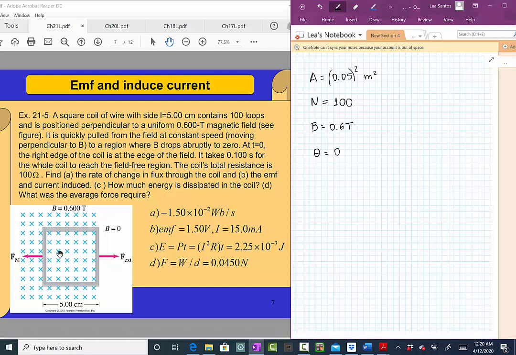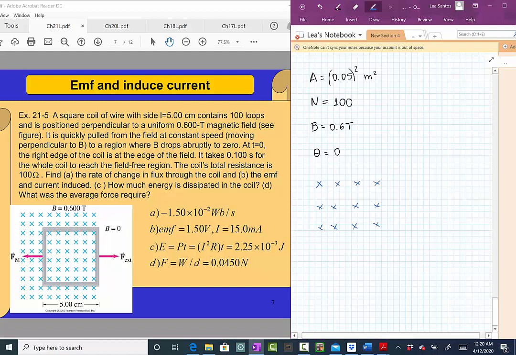This square coil is going to be quickly pulled from the field at constant speed to a region where B, the field, drops abruptly to 0. So it's exactly what the figure is showing to us here. We have this square right at the edge of the magnetic field. You see here there is no magnetic field, and we are going to pull it to the right so that it's going to be in this region where there is no magnetic field. So we can draw what is going to happen. Initially we are at this scenario here, and later let's draw here the magnetic field, right?